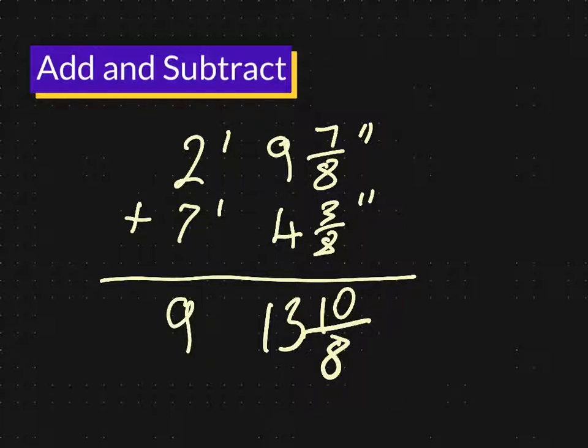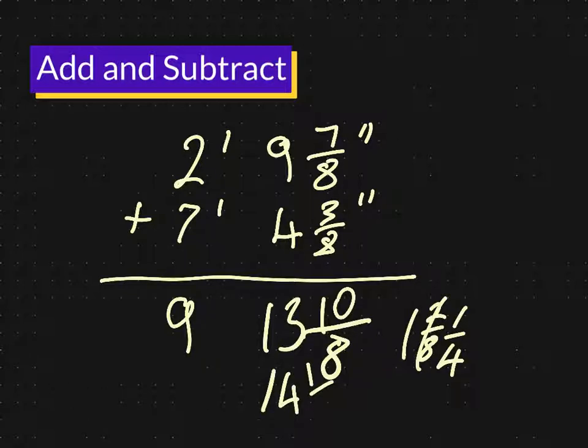Okay, so now we have to simplify. So we've got an improper fraction here. We're going to change that to a mixed number. 8 goes into 10 once, with 2 left over, so 1 2/8, which reduces to a quarter. And we add the 1 inch onto the 13 inches. So that gives us altogether 14 1/4 inches.